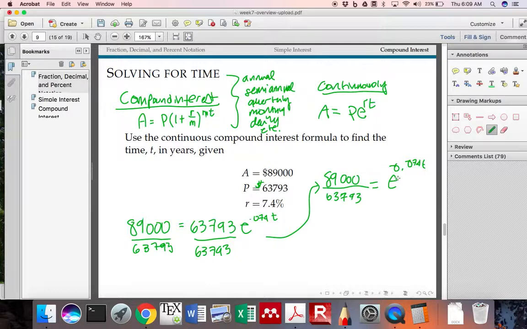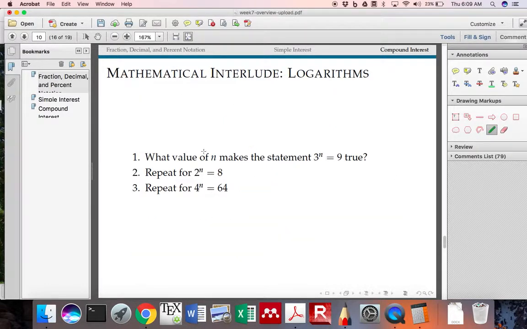So it's time for a mathematical interlude. So let's talk about this for a moment. I want you to think about this statement for a moment. Go ahead and stop the recording. What value of n makes the statement 3 to the n equals 9 true? Well, I know that 3 times 3 equals 9, and I also know that I can write this as 3 to the power of 2. So n equals 2. Try it for these two as well.